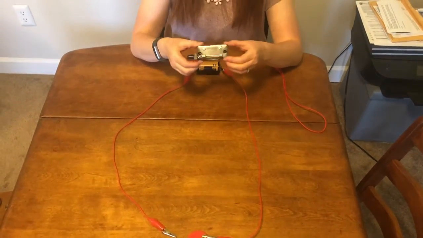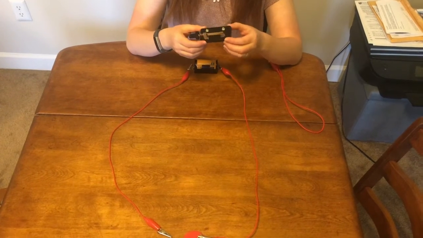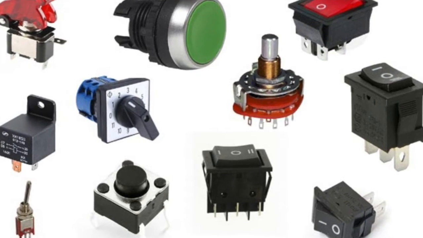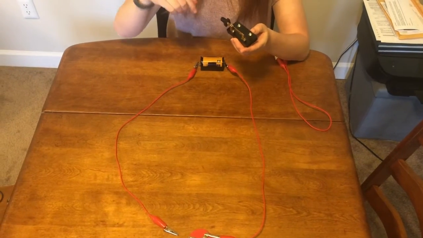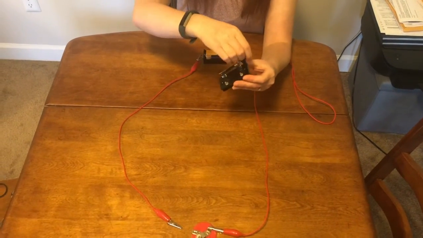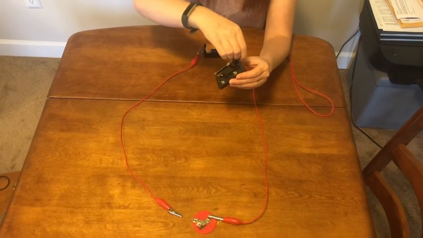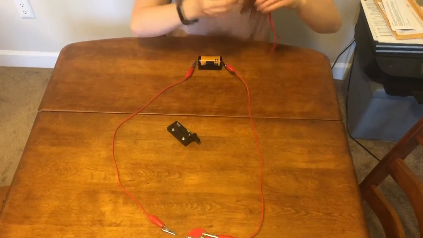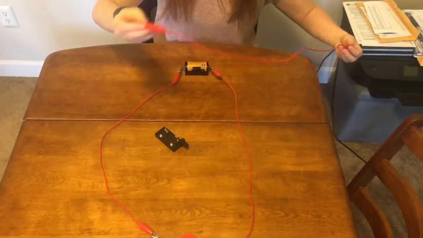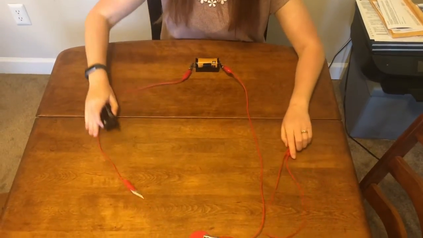Here I have my switch. Now, sometimes switches might look a little bit different. It might just be a button you push on and off, or it might be a light switch which you push up and down. Here's what my switch looks like. Now I'm going to use another wire to attach my switch and add it to the circuit.